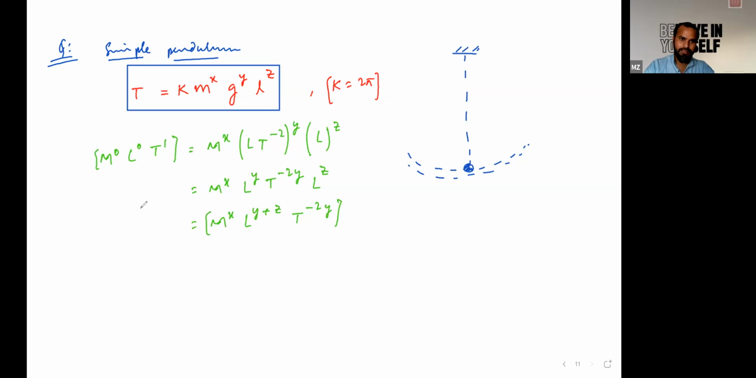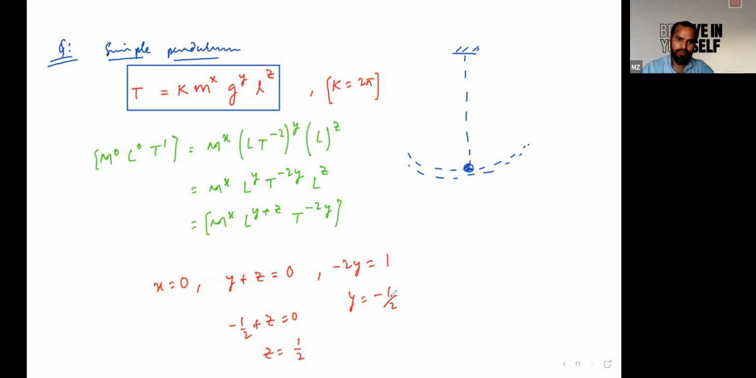Let's just compare these two terms. Here we have m raised to the power x, and here we have m raised to the power 0. So x would be 0. L raised to the power y plus z, and on the left hand side it is 0. And minus 2y is equal to 1. So y would be minus 1 by 2. Put it here, minus 1 by 2 plus z is equal to 0. So z is equal to plus 1 by 2. Okay, Aisha?